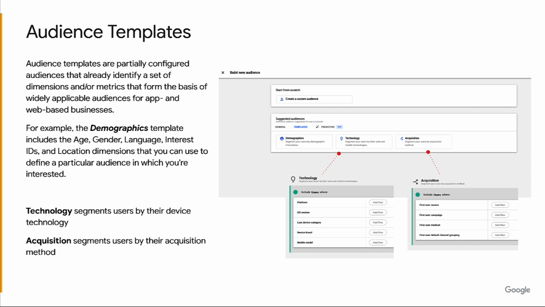Audience templates are partially configured audiences that already identify a set of dimensions or metrics that you might care about. For example, the demographics template includes the age, gender, language, interest, and location dimensions that you can use to define a particular audience in which you're interested.